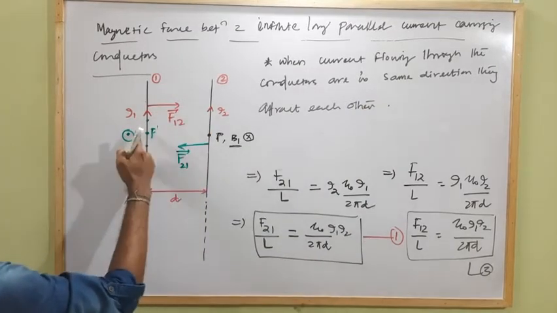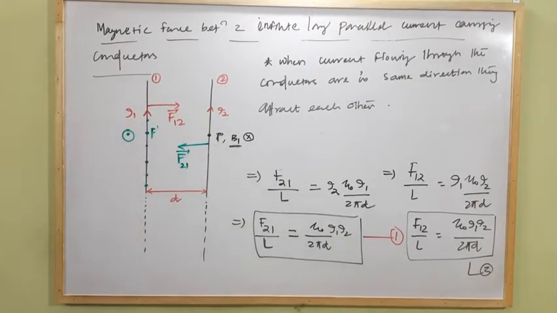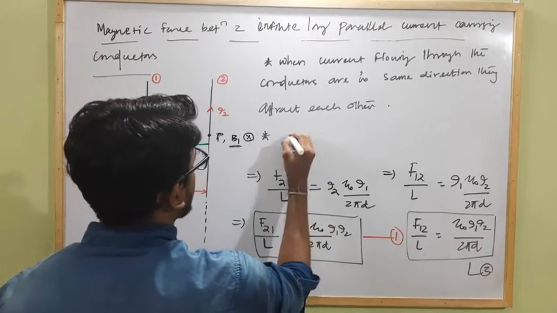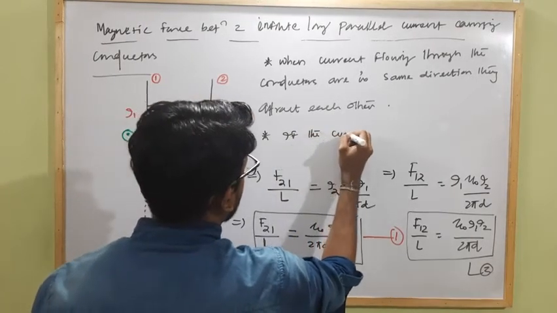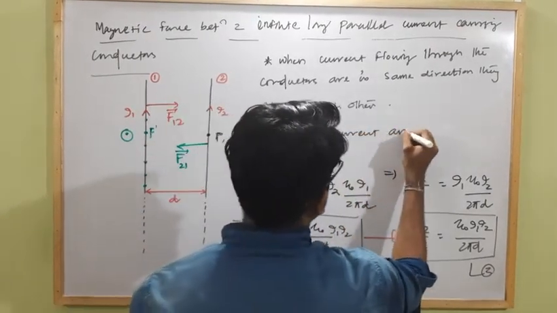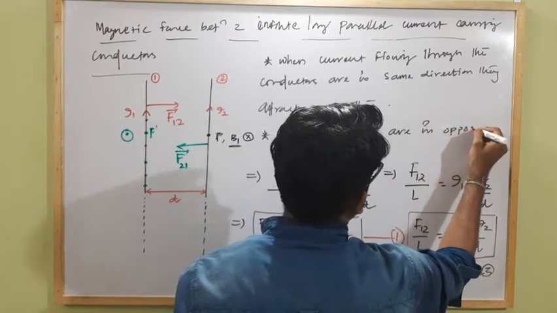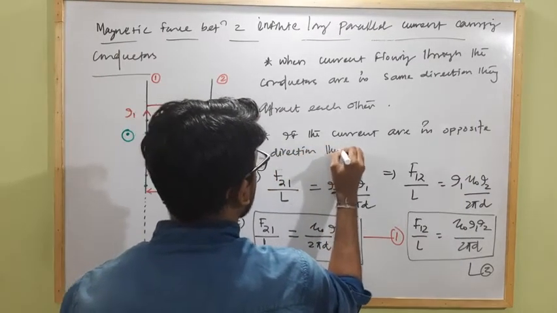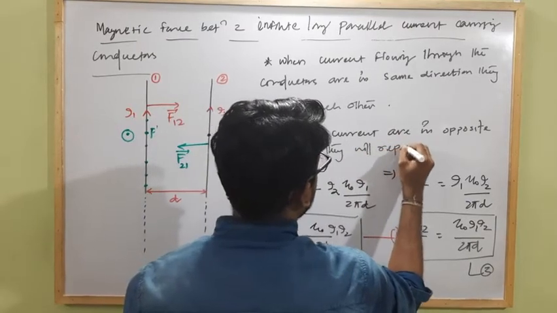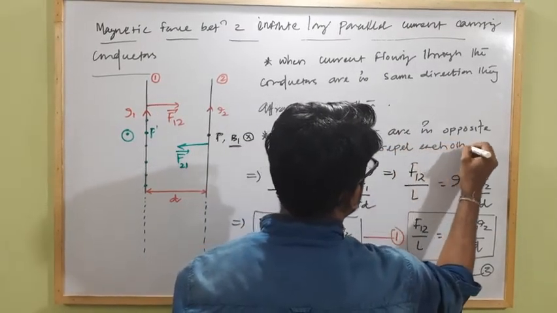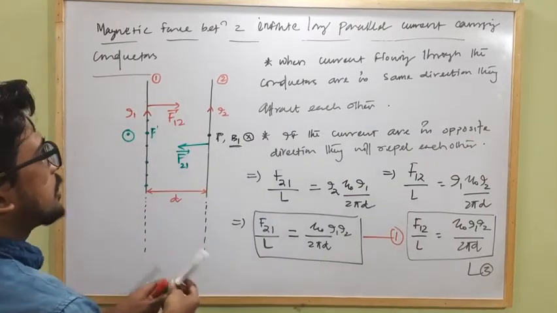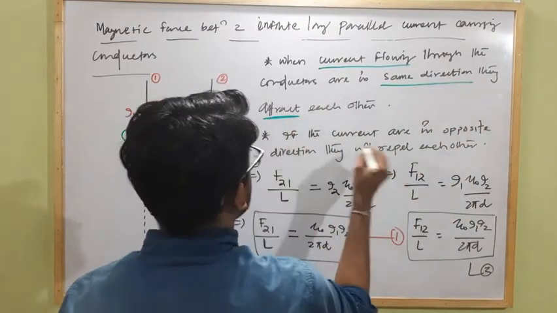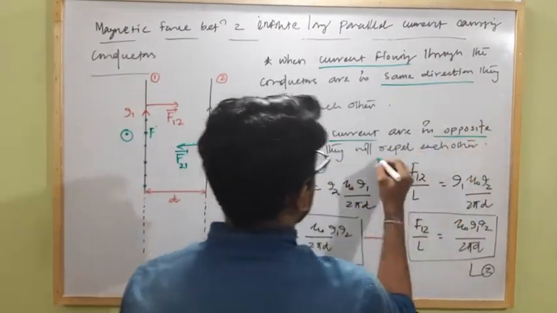Okay, if the current flowing through the conductors are in the same direction, they will attract each other. Next, if the currents are in opposite directions, they will repel each other. Okay, you have to remember this. Current flowing in the same direction attract, current in opposite direction repel.